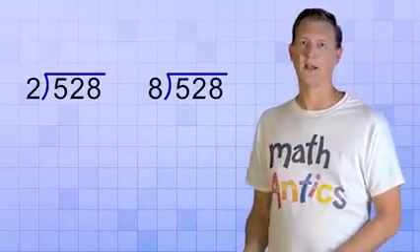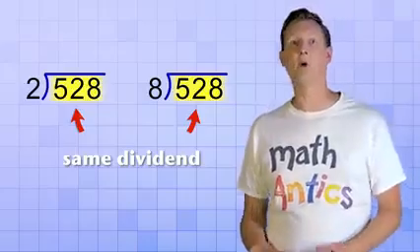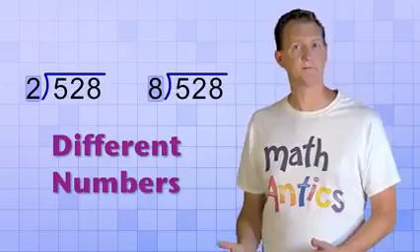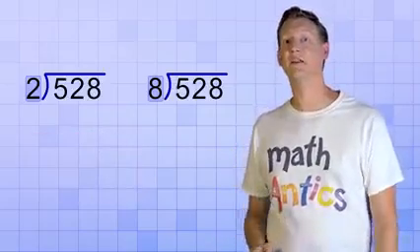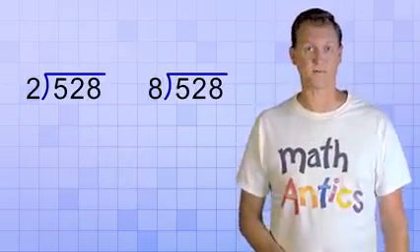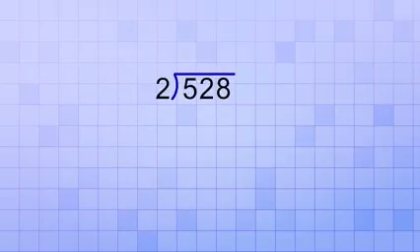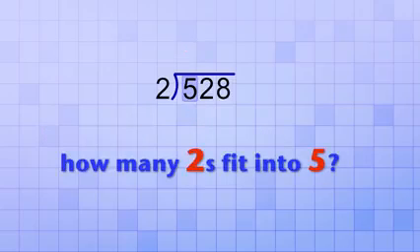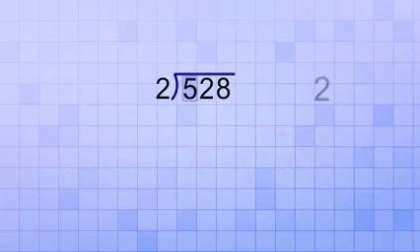To see what I mean, have a look at these two division problems. They both have the same dividend and both have a one-digit divisor. But these divisors are different numbers, and as you'll see, that's going to affect our digit by digit division process. To solve this first problem, we start by asking, how many 2's does it take to make 5 or almost 5? Or you can think of it as how many 2's will fit into 5. And it's easy to see that the answer is 2.